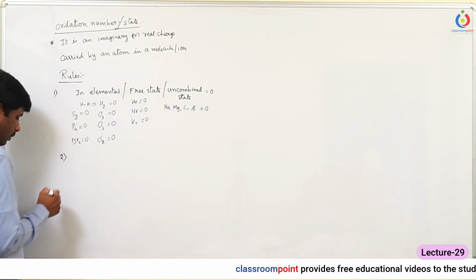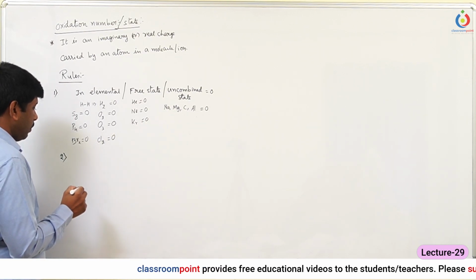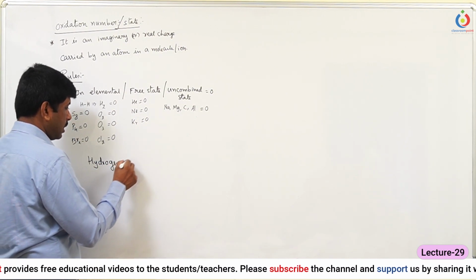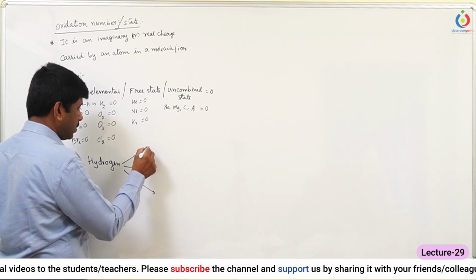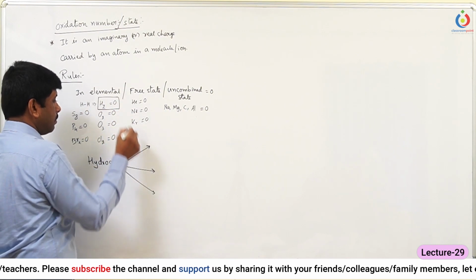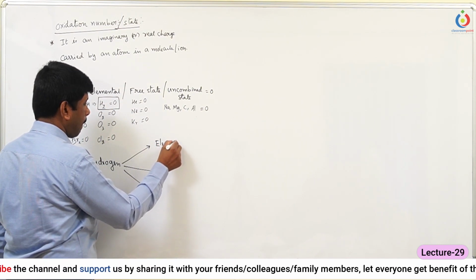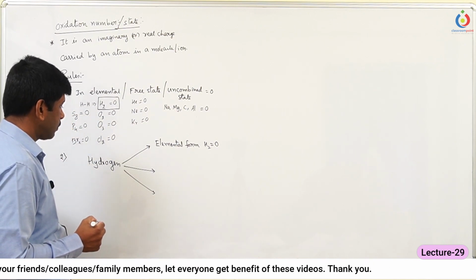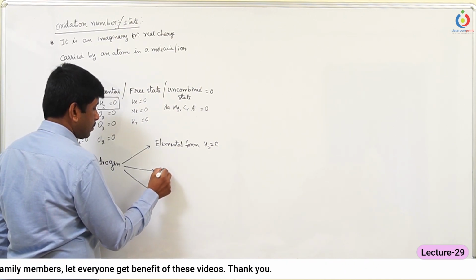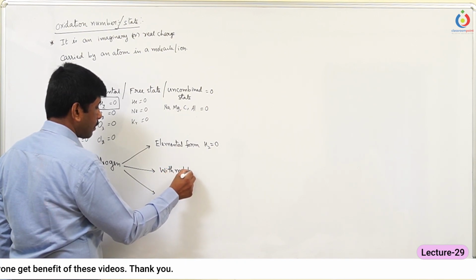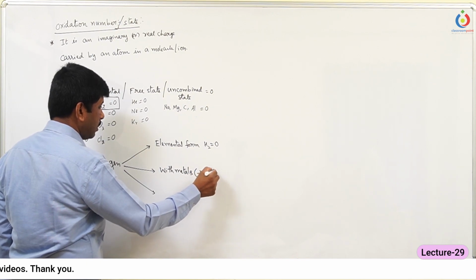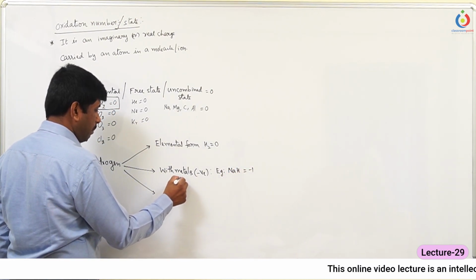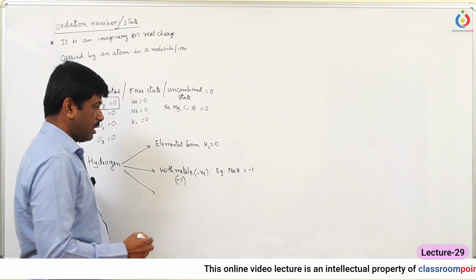Let us see the second rule. The second rule is about hydrogen. Hydrogen exhibits mainly 3 types of oxidation states. In its elemental form, hydrogen oxidation state is equal to 0. Now, let us take metals. When it combines with metals, it exhibits a negative oxidation state. Example, NaH, hydrogen oxidation state -1. So with all metals, hydrogen exhibits the -1 oxidation state.